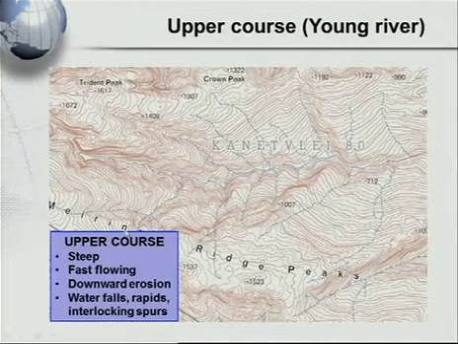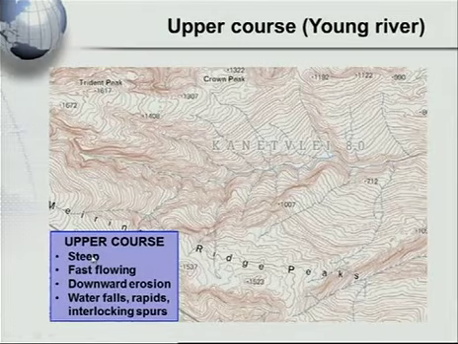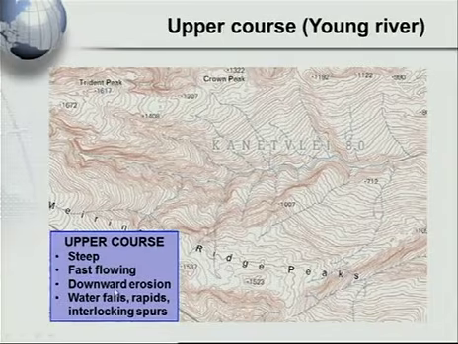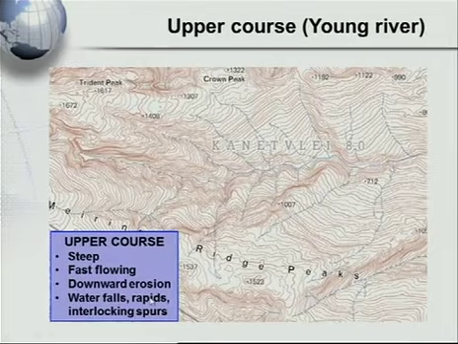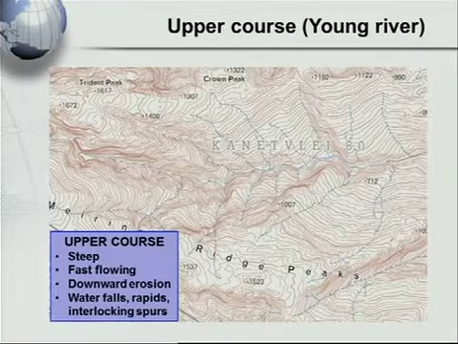Now in the upper course, of course, look, the contours are very close to each other. In other words, it will be steep. And because it's steep, it's going to be fast flowing. Because it's fast flowing, downward erosion. See how close these contours are to each other. So you can expect your waterfalls, your rapids, because your contours are close to each other. It's very steep, and those are the landforms that you will find there.